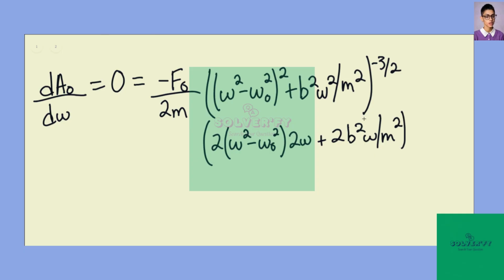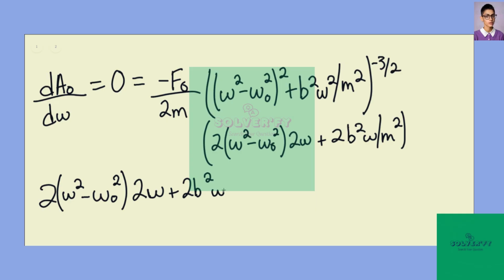And after this, we can simply say that if this entire term equals 0, we can just say that 2 times omega squared minus omega naught squared times 2 omega plus 2b squared omega over m squared will equal 0 because all other terms will actually cancel out given that there's a 0 on the other side. So 0 times 2m would be 0, 0 divided by force would be 0, and then this entire term is to the negative 3/2 power. So this is actually 1 over this entire term to the positive 3/2 power. So this being a denominator term, essentially, this would equal 0 as well.